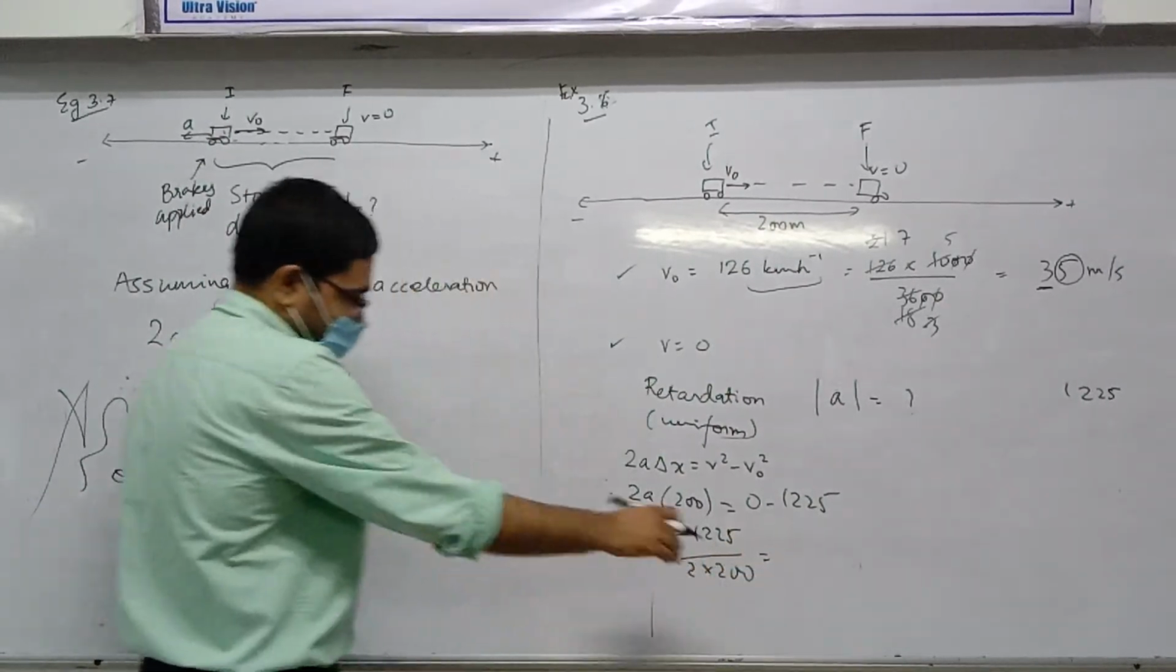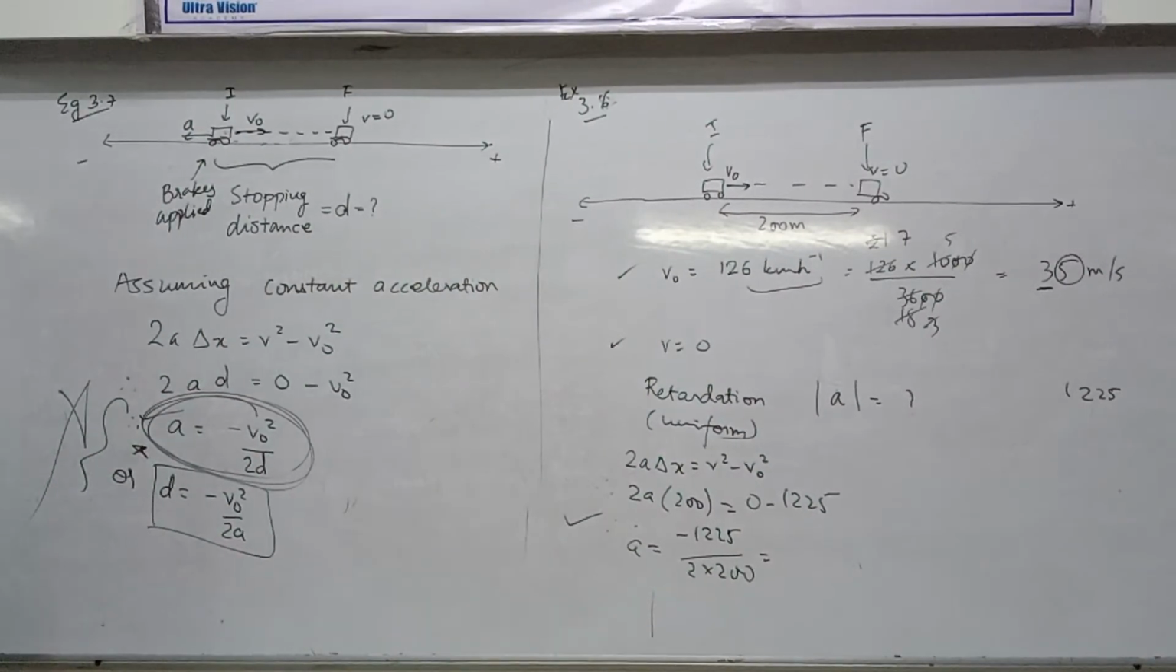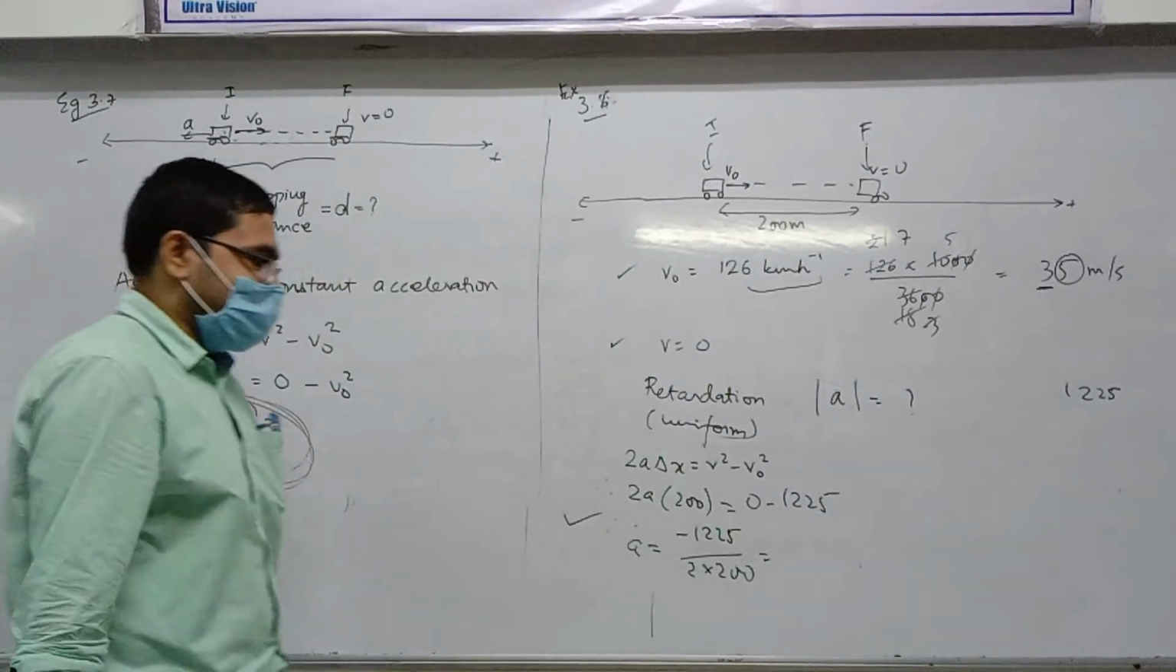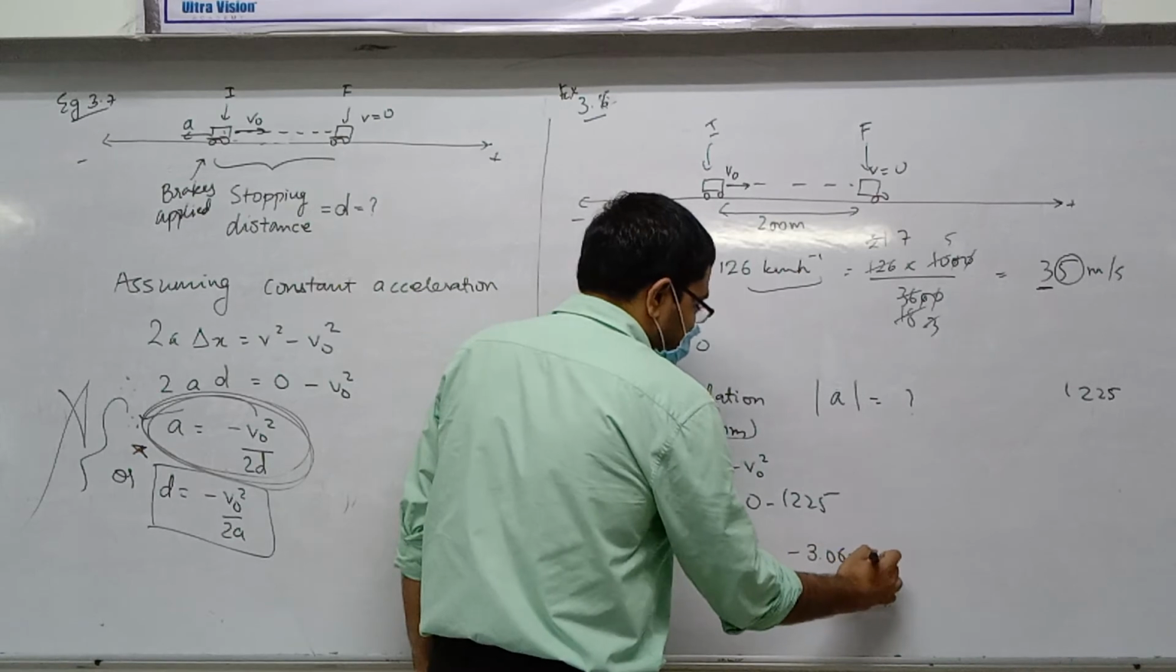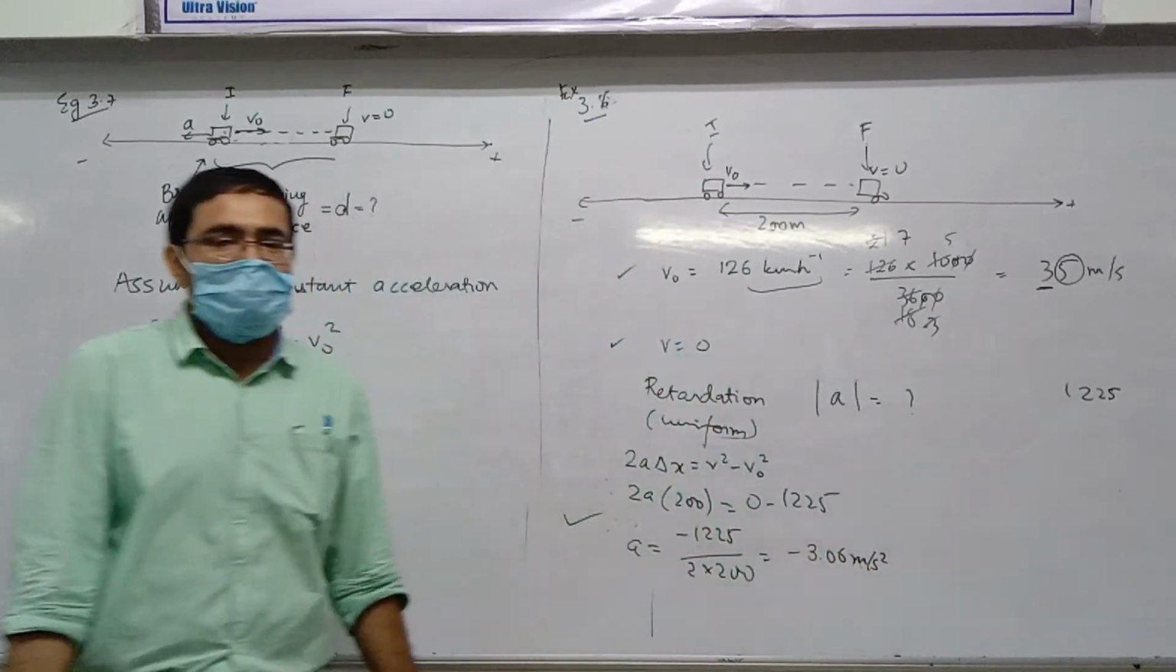And how much will it be? Use a calculator. Minus 3.06 meter per second square.